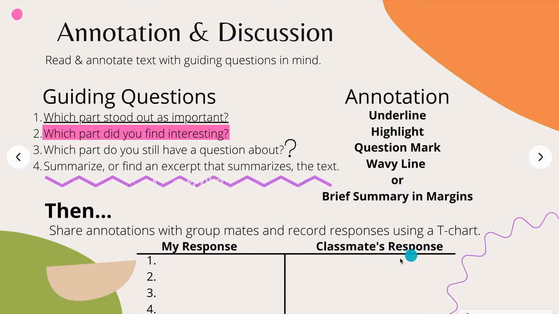Now, if you're working with a partner, you'll probably just write down your partner's responses on this side. But if you're working with a group, feel free to change up whose responses you're writing down. It doesn't have to be the same person every time.